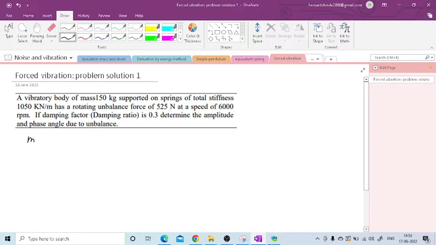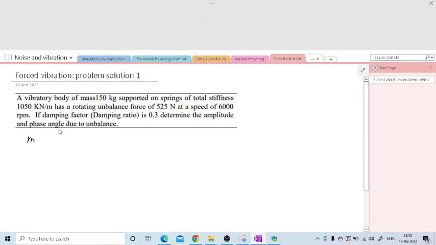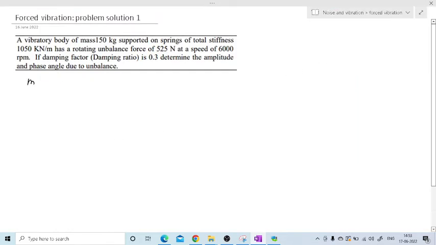Hi friends, in this session we are going to solve one problem on forced vibration. To solve this problem, they have given a vibrating body of mass 150 kg. So the given is: mass of vibrating body is 150 kg, supported on springs of total stiffness, means spring stiffness is given and it is 1050 kilonewton per meter. It has a rotating unbalanced force of 525 Newton.